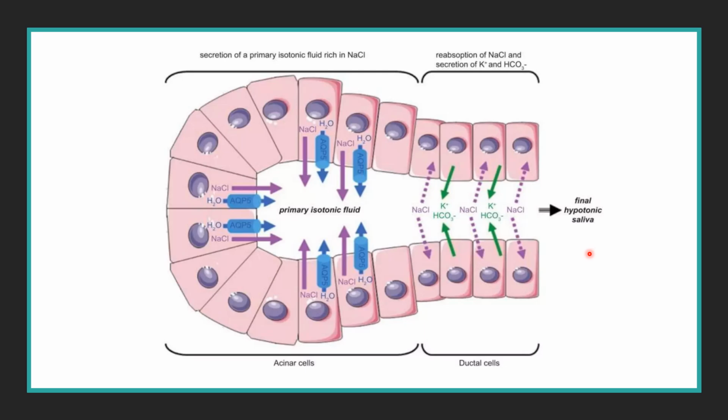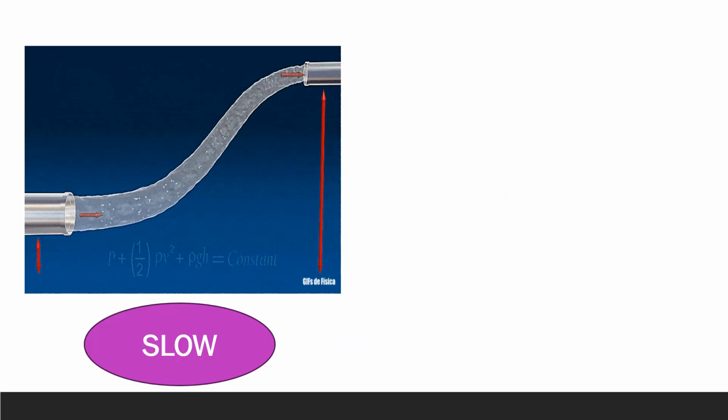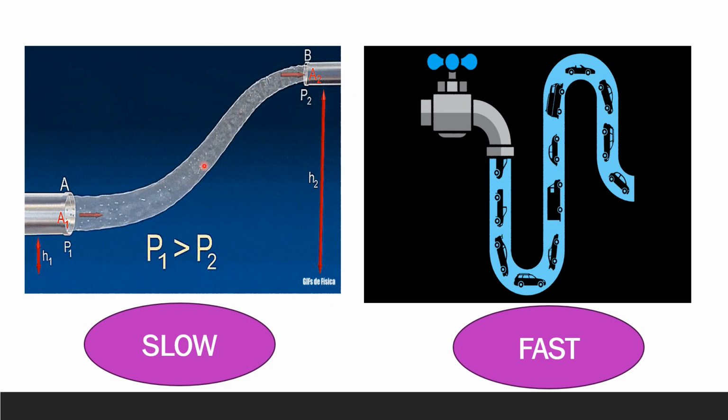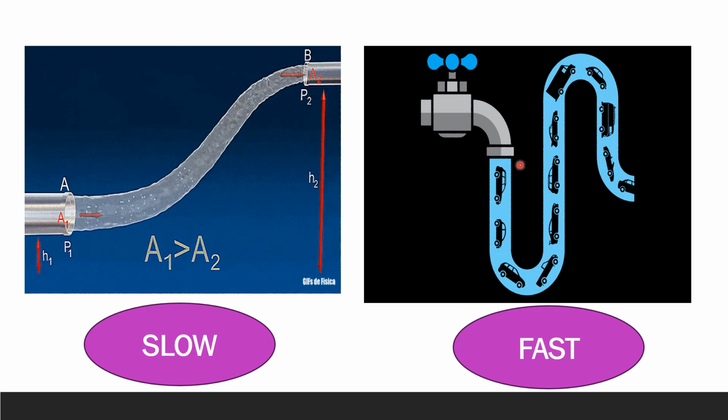But another important factor that will affect the constituents of saliva is the flow rate of the saliva. This flow rate is very important. Why? Flow of the saliva through the salivary duct can be a slow movement or a fast movement. So there may be two types of flow rate: one is the slow rate, another is the fast rate of movement of the saliva through the salivary duct.